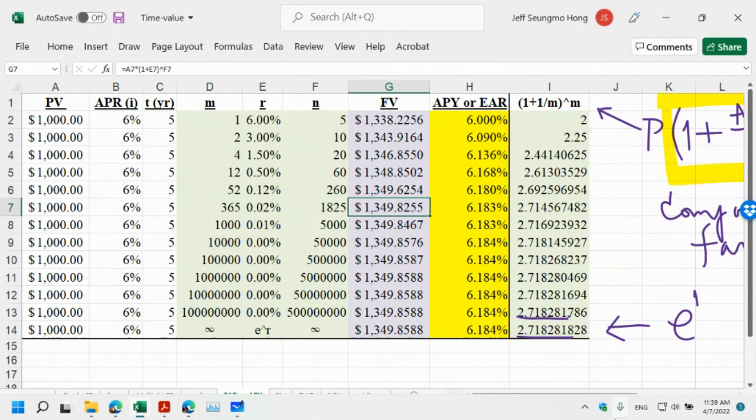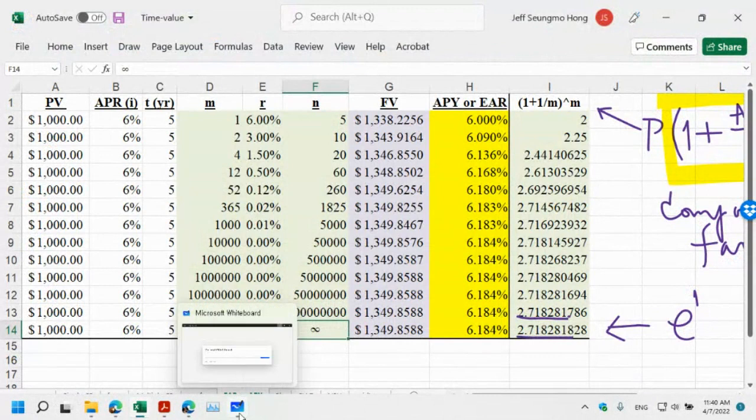All right, so that wraps up everything about the time value of money. From the next class, we're going to move on to bond valuation.